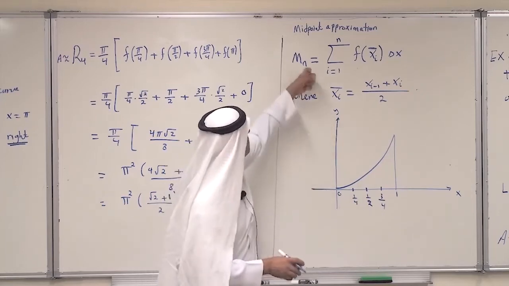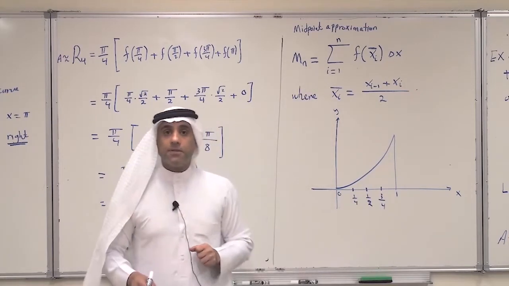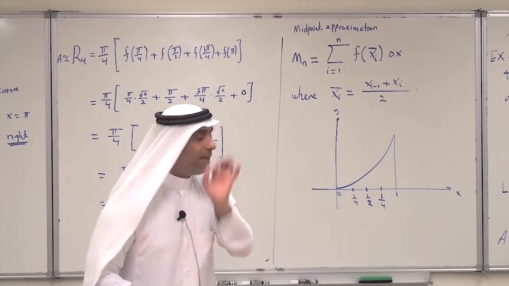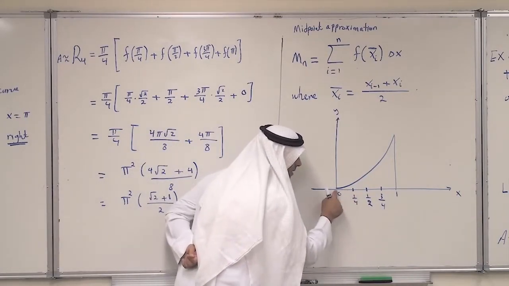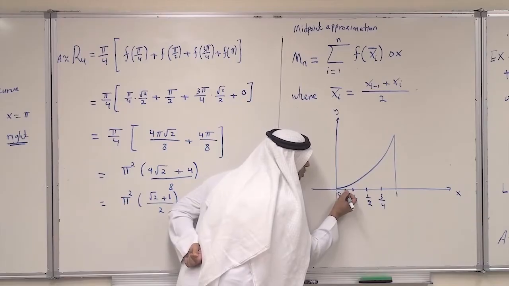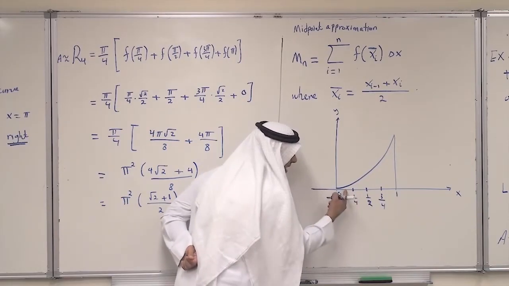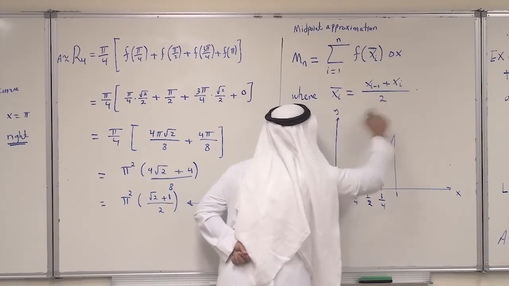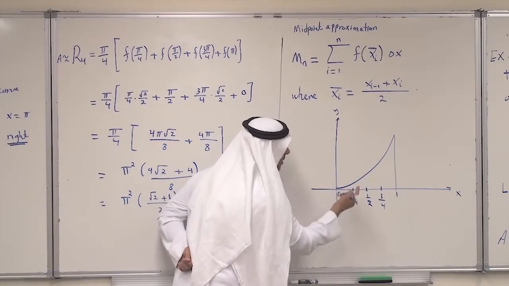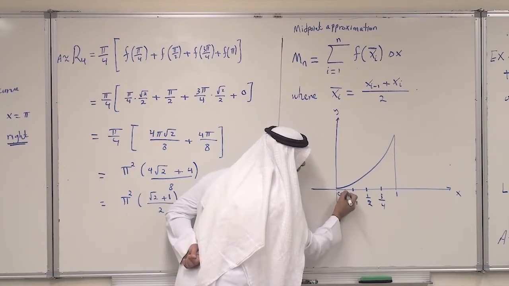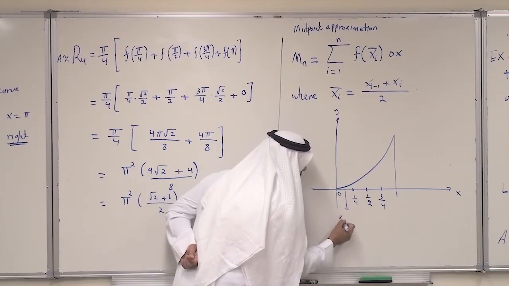There is another type of approximation called midpoint approximation. How do we find the midpoint approximation? You go to the first subinterval and choose the middle point to be the sample point. How to find the middle point? You add the endpoints and divide by 2. So 1 over 4 plus 0 is 1 over 4, divided by 2 gives 1 over 8. So our sample point number 1, x1 bar, will be 1 over 8.